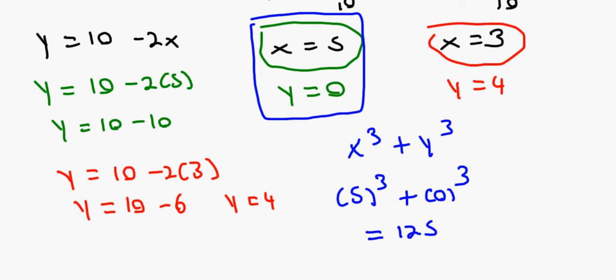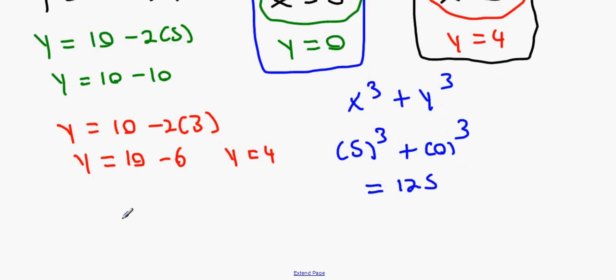But we also need to test the other answer, which is x equals 3 and y equals 4. So we can say 3 cubed plus 4 cubed, which is 3 to the power 3 plus 4 to the power 3. And that's going to be 91. And that is the end of this lesson.